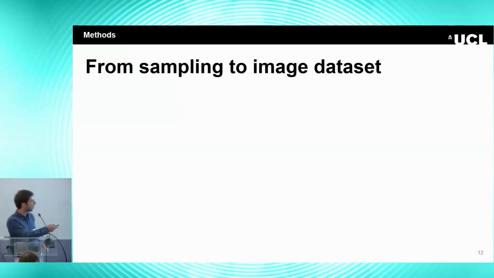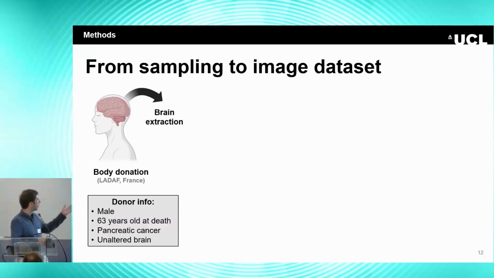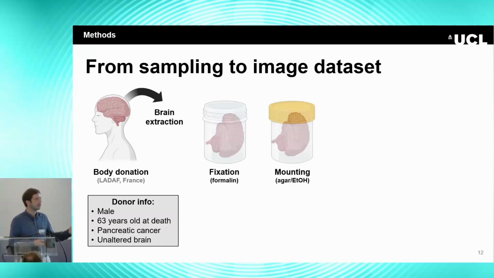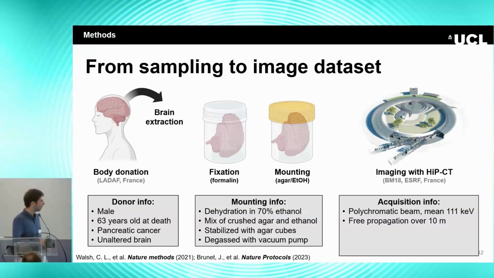If I go through the methods, it's ex vivo, so we get the brain postmortem, extracted by our collaborators. In the case of this brain, the donor was male, 63 years old. The brain is supposed to be unaltered because the donor died of pancreatic cancer. Then we go through fixation and mounting, which also involves dehydration of the sample. And finally, we do the imaging.